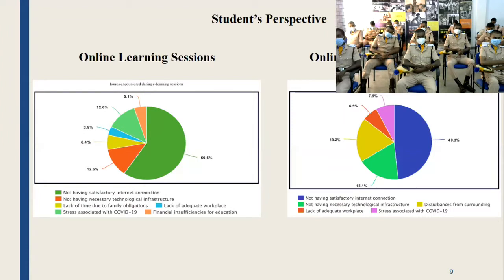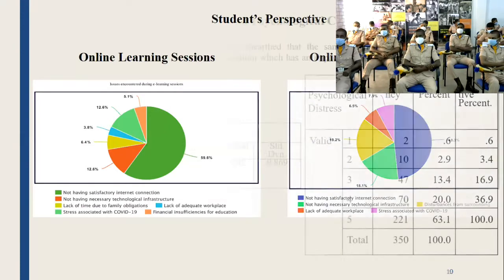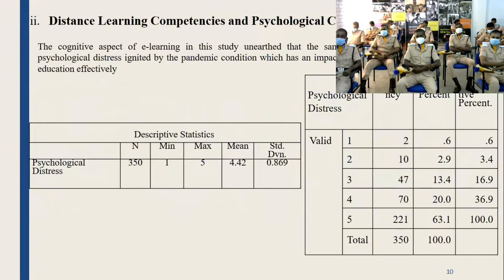Also, regarding the online examinations, actually 48.3% have claimed that they could underperform in online examinations just because they did not have a satisfactory internet connection. Also, 18.9% have stated that they did not have the necessary technological infrastructure to attend the online examinations. With that, we can again understand that technological infrastructure is a crucial factor for Sri Lankan undergraduates. Then we are going to move to the distance learning competencies and the psychological concerns of the students.